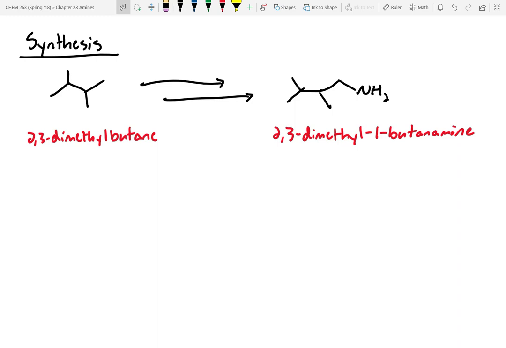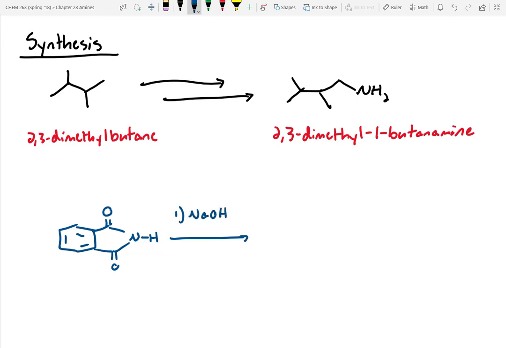All right, let's try to do this as a class, and let's just work backwards step by step. So we just saw a route through which we can make primary amines using the Gabriel synthesis. So for example, to make this amine, we would first start out with phthalimide. Let me clean this up a bit. And we need the base as step 1. So I'll just say sodium hydroxide.